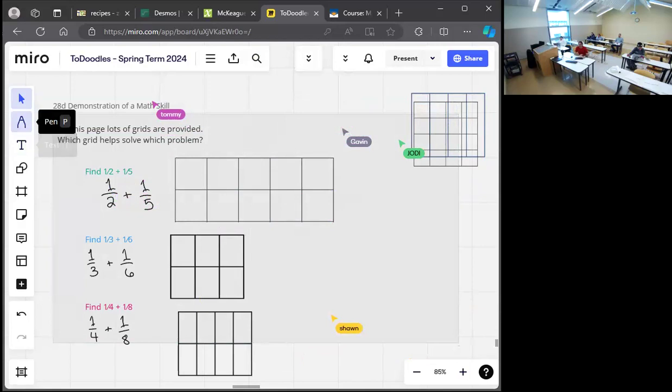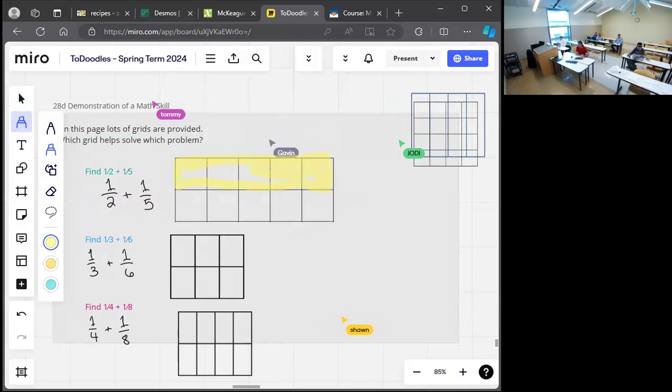I'll shade things just because I have the nice stylus, which makes it easier. So I want to shade a half. So there's a half. So far, so good. And now I want to shade a fifth. If I try and do that, that would be one of these five up and down things. But as I'm shading it, I go bump and I can't double count things. So what do I do for the other part of this?